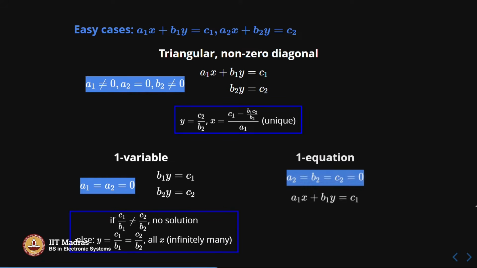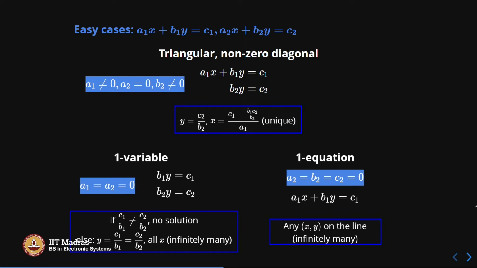Another case which is equally intriguing is the one equation case. You don't really have two equations, you have only one equation. a2, b2, c2 become 0. What is a1x plus b1y equals c1? There's only one equation involving two variables, a linear equation, and that is a straight line, right? So you have infinitely many solutions. Any (x, y) on that line, a1x plus b1y equals c1, is a valid solution to this one equation.